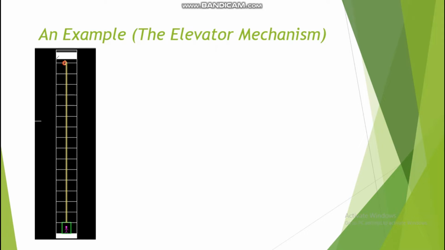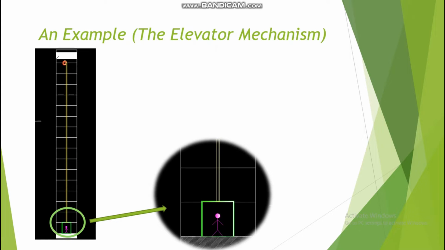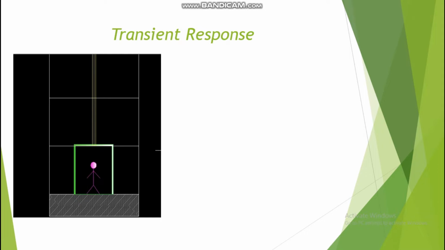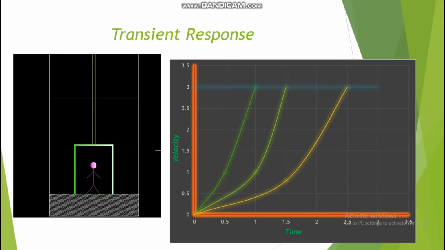There is an elevator having a pink guy in it, and the motion of the elevator is being controlled by a pulley that is totally automated and installed at the top of the building. In order to understand the transient response of a system, we need a plot of velocity versus time. Now let's say the guy wants to move from the ground floor to any top floor. So the elevator has to achieve a certain maximum velocity in order to move. Now let's say in this case we have a maximum velocity of 3 units.